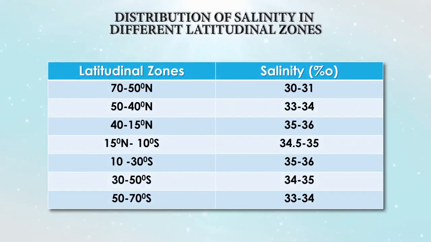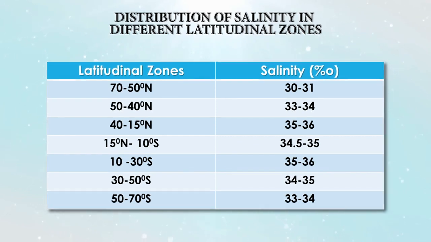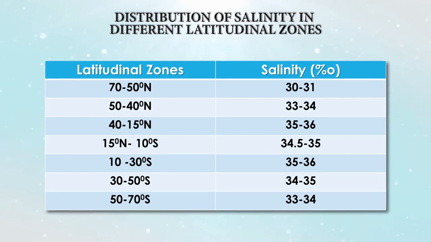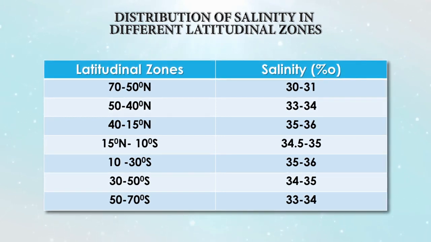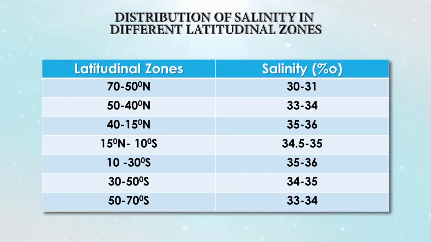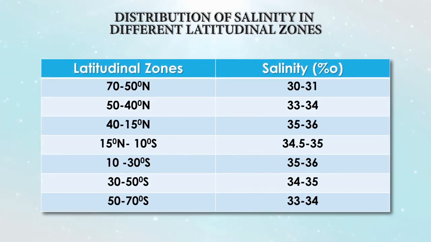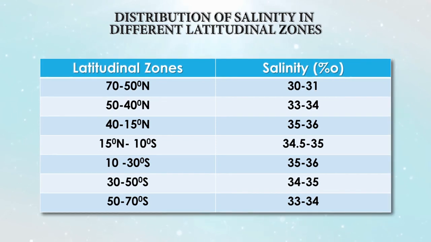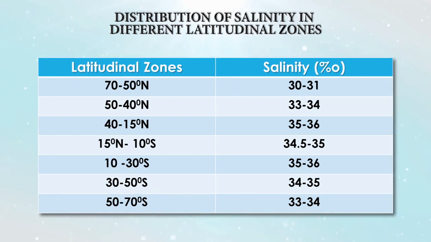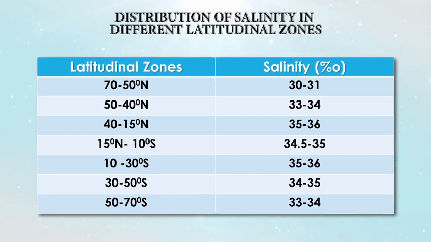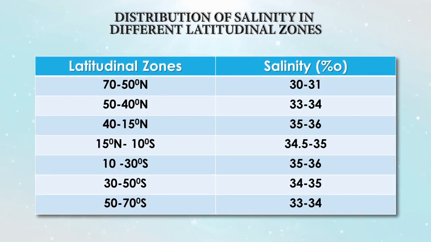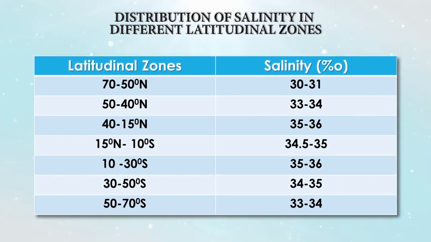Now, in the following table you can see different latitudinal zones shown. You can see in the center the equatorial zone, from 10 degree, 15 degree north to 10 degree south, has 34.5 to 35 per thousand salinity. But you can see in the tropical regions, from 15 degree north onwards, salinity is increasing. So, you can see the highest salinity if you compare both the hemispheres.